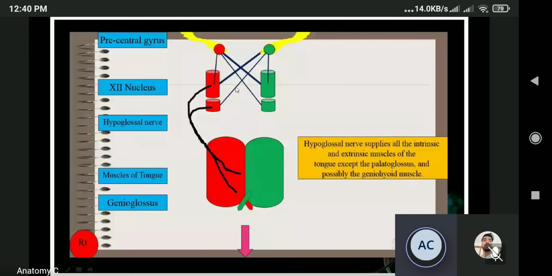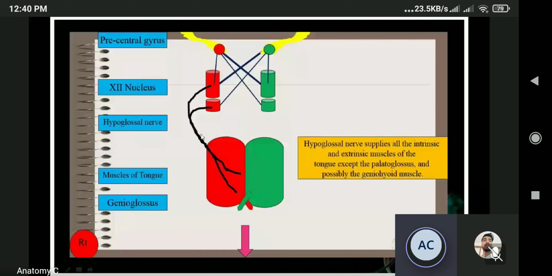Is it clear, this one? Yes, ma'am. Now next one, just see this one, the right side of the hypoglossal nucleus is innervating the right half, and this is innervating the other half. Right? Now, see over here, whenever you have a lesion over here, that will lead to a lower motor neuron lesion.